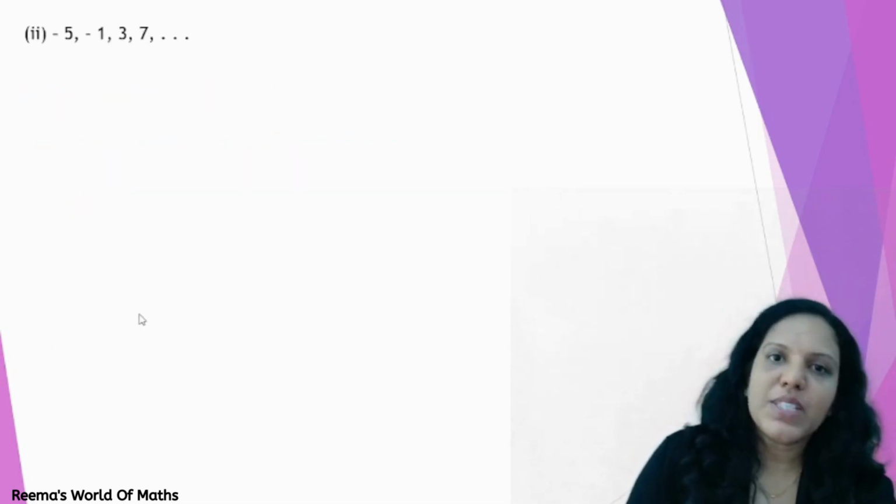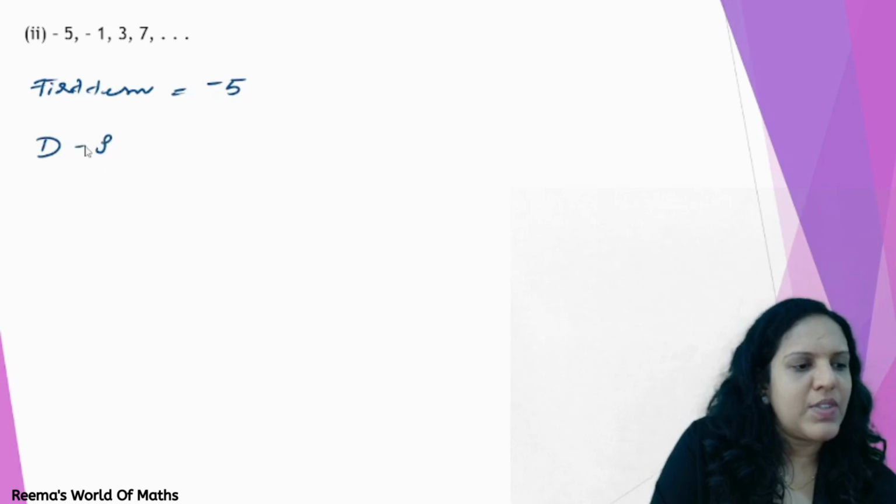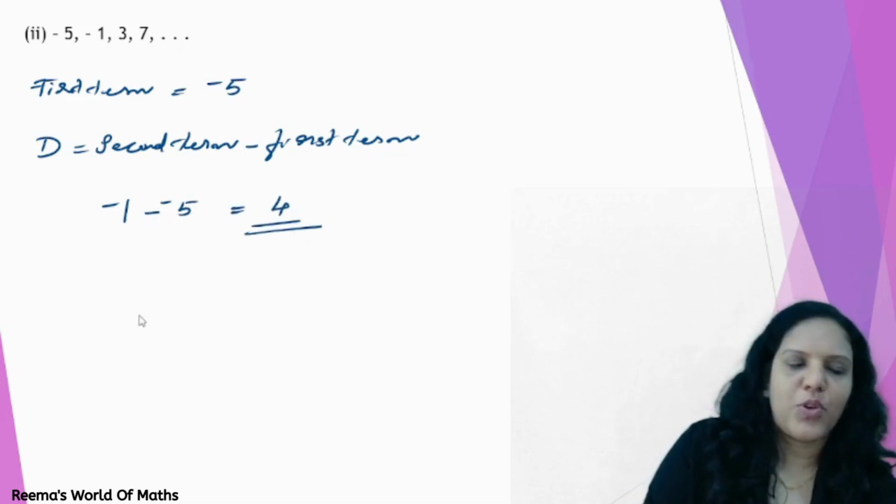Similarly, we need to find the first term and the common difference. So first term is minus 5, negative 5. And common difference equals second term minus first term, which is minus 1 minus minus 5. That will be plus 4. The common difference is 4.